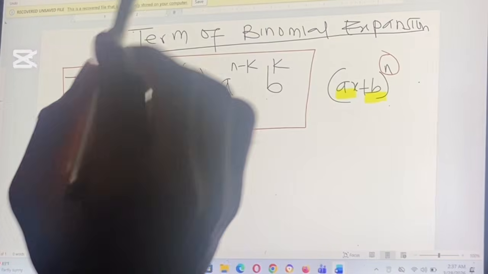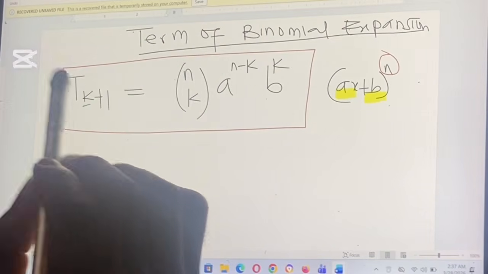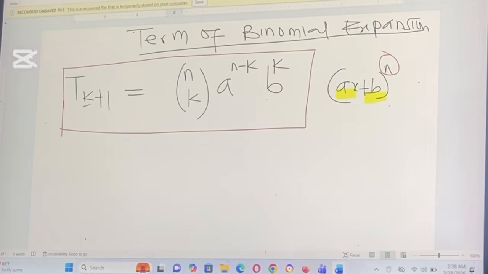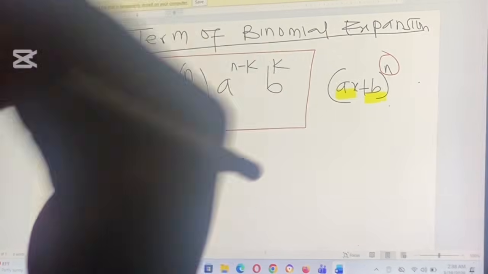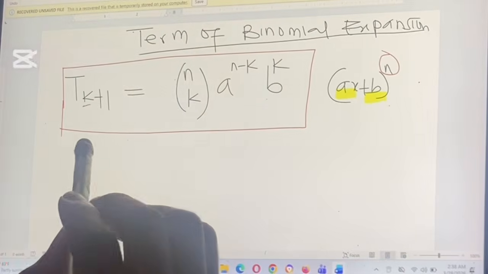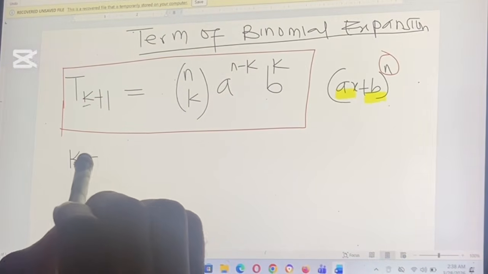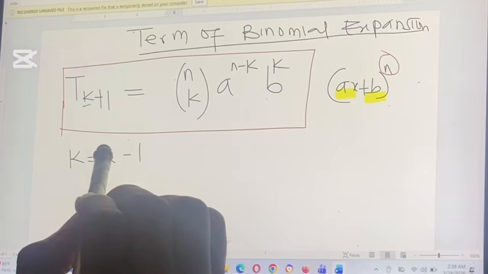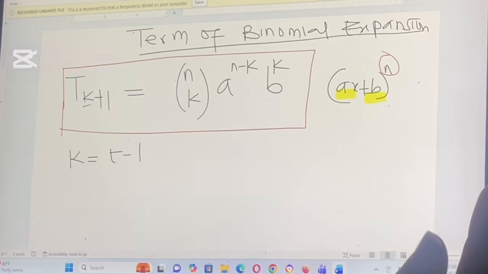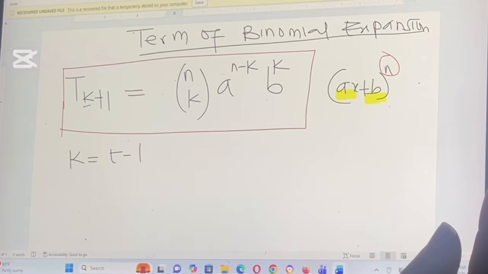The next step is to know what k stands for. Please take note. k depends on the term. So if the term is fifth, reduce the term by 1, and you have your k. So the value of k can be gotten from 10 minus 1. So reduce the term by 1, and you have the value of your k. Let's solve a question here to understand this statement and formula perfectly.